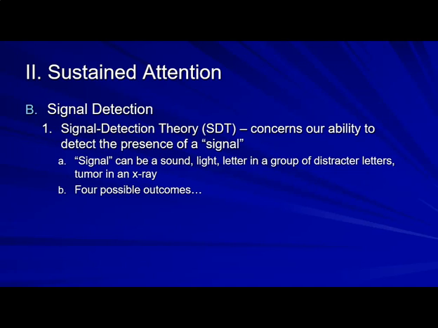So signal detection theory concerns our ability to detect the presence of a signal. So a signal can be any sort of sound, light, letter and a group of distractor letters, again, which is what we've done. This can be other things like trying to find a tumor in an X-ray. It can be trying to find a gun in a bag. It can be trying to hear a tone.